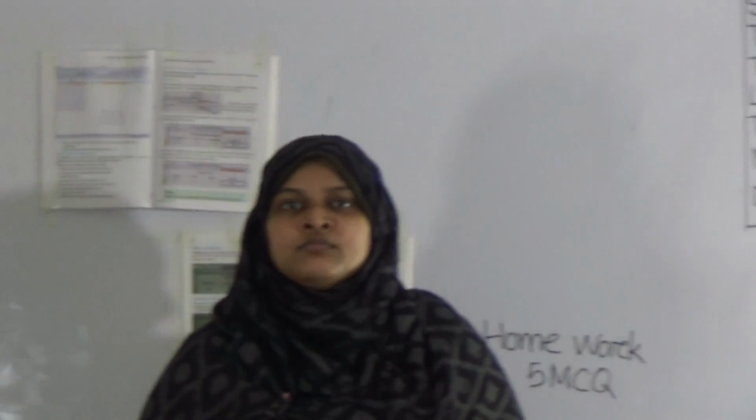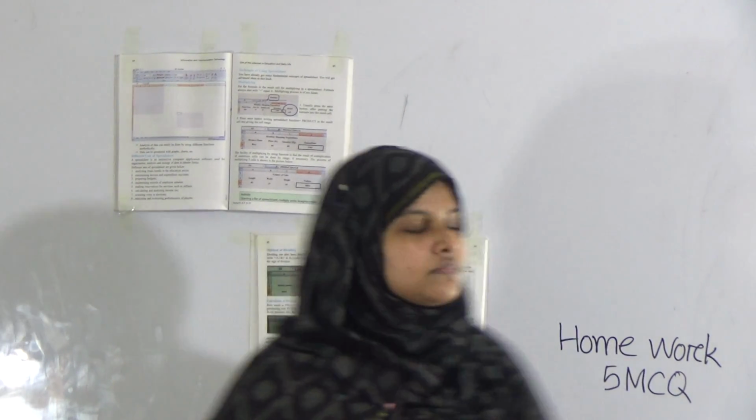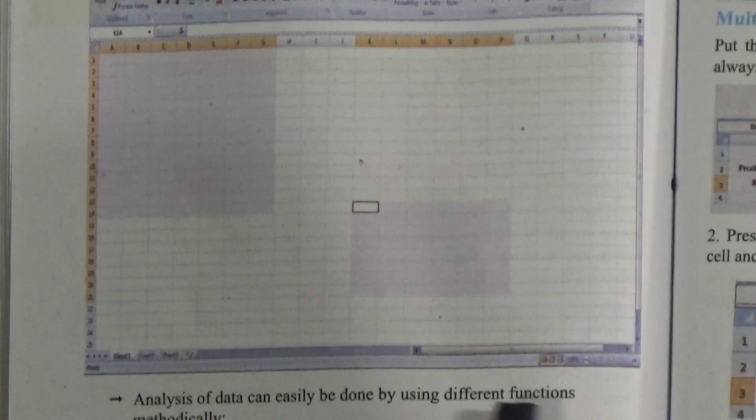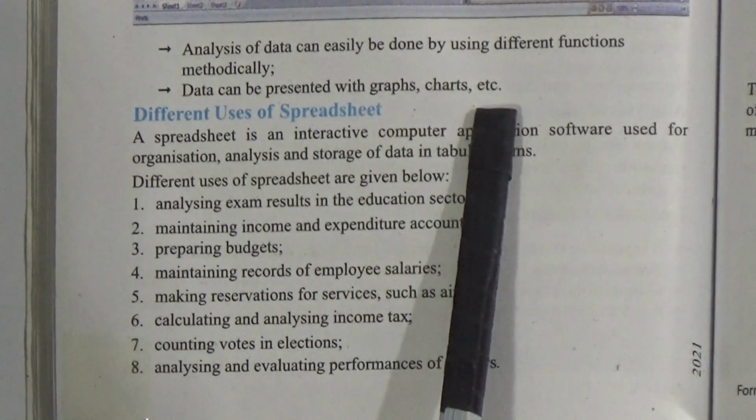Now students, please take your textbook. We will learn from the text. So let's start. Our today's topic is chapter 4, page 64. So look at this picture. Here, analysis of data can easily be done by using different functions methodically. Data can be presented with graphics, charts, etc.